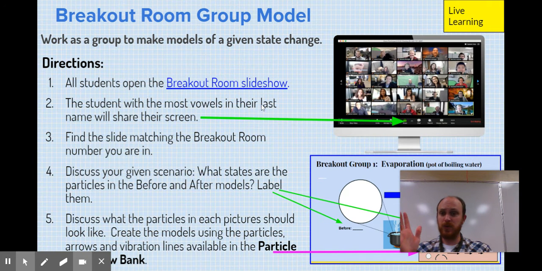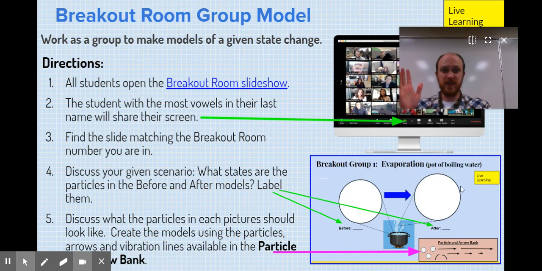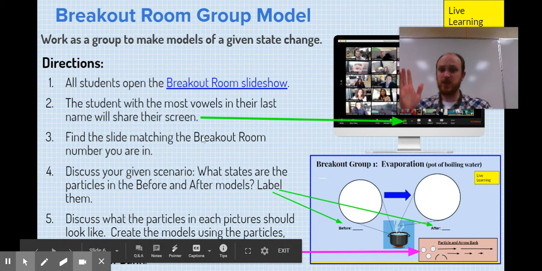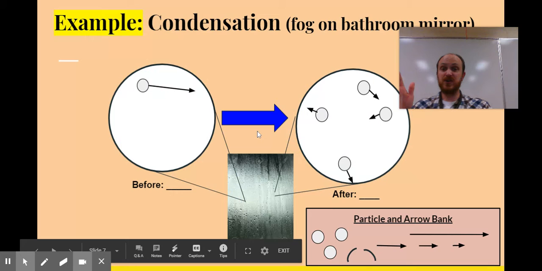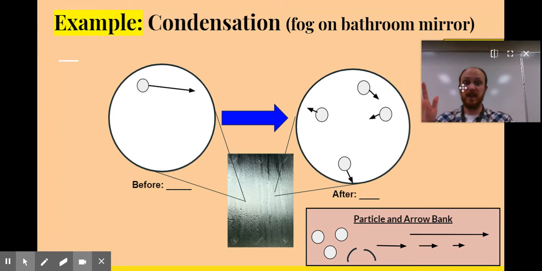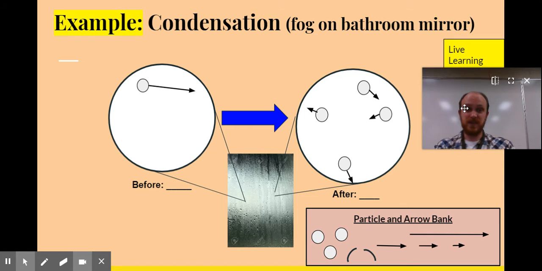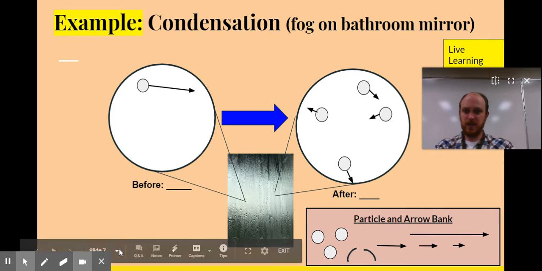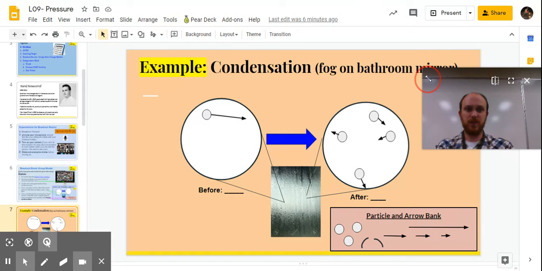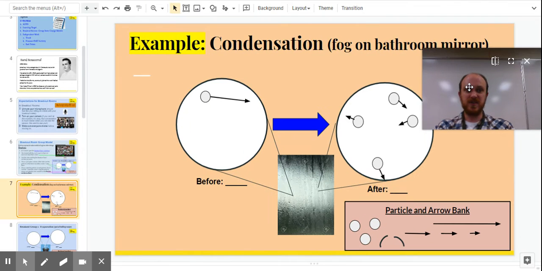So today in your breakout rooms, let me just show you what our students did. They opened up this slide. It takes you to a place that looks like this, and I'll go over the examples with you. One person shared their screen, and you had to discuss these scenarios and basically make a model together as a group. Let me show you how I would have done that. Let's see, can I exit out from the presentation? Yes, I can. So this is the example.